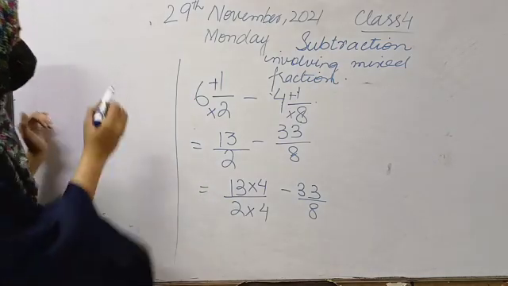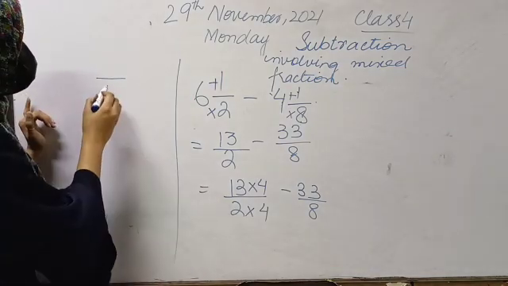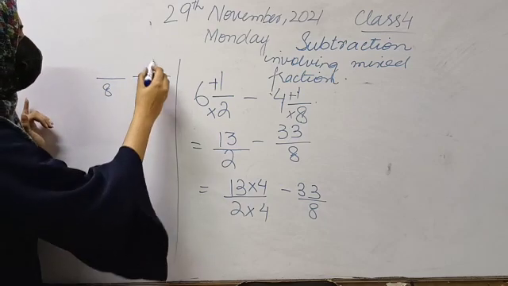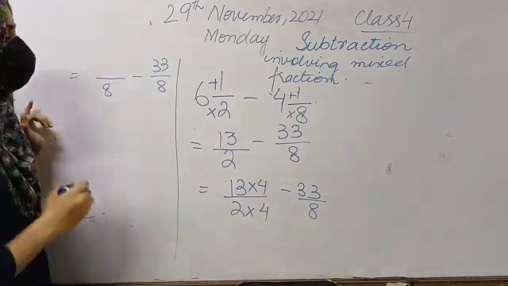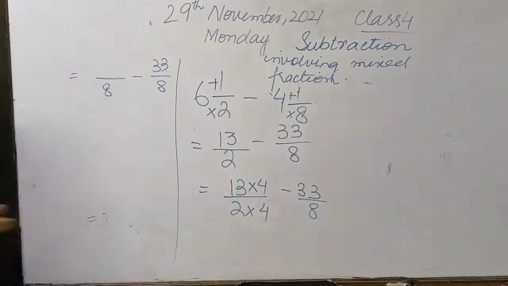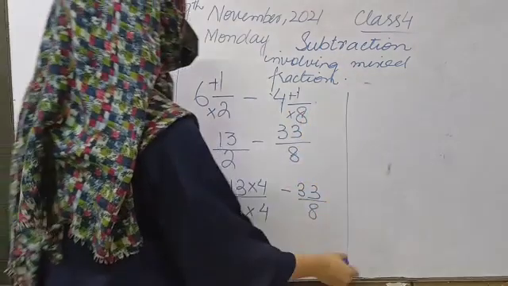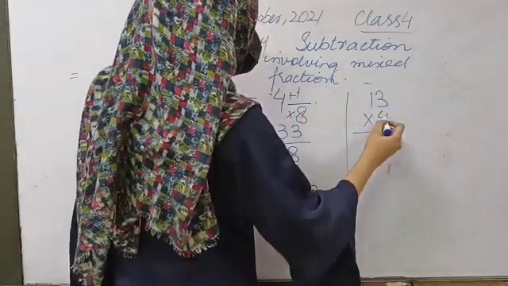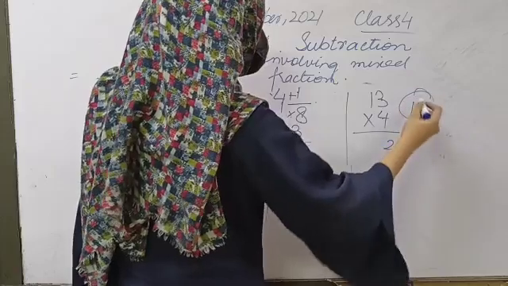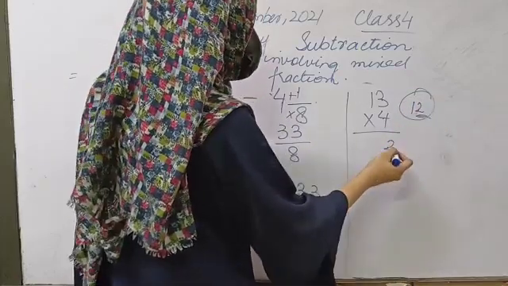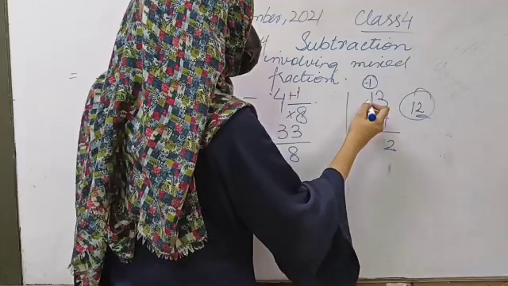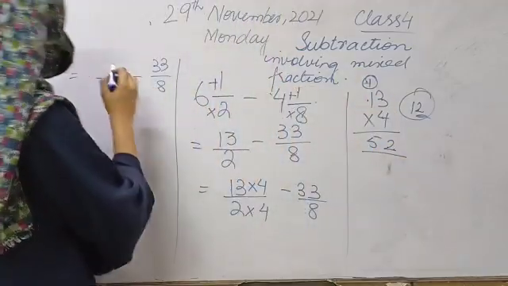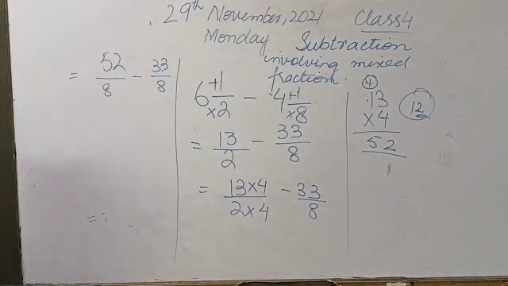Am I clear? Now 2 into 4 is 8, minus sign, 33 by 8 as it is. I will multiply 13 into 4 to get the numerator part. Fine? So I will multiply 13 by 4. 4 3 times is 12, a 2 digit number. I will write 2 which is at the right side and 1 as a carry. 4 1 times is 4 and 5 as it is. So 52 I will write in the numerator.